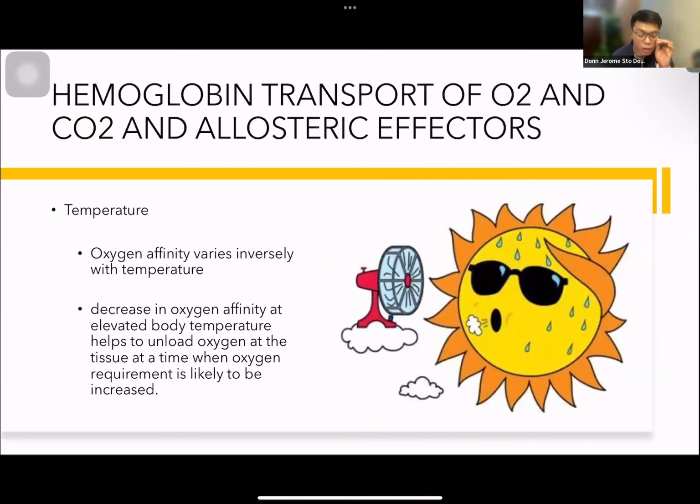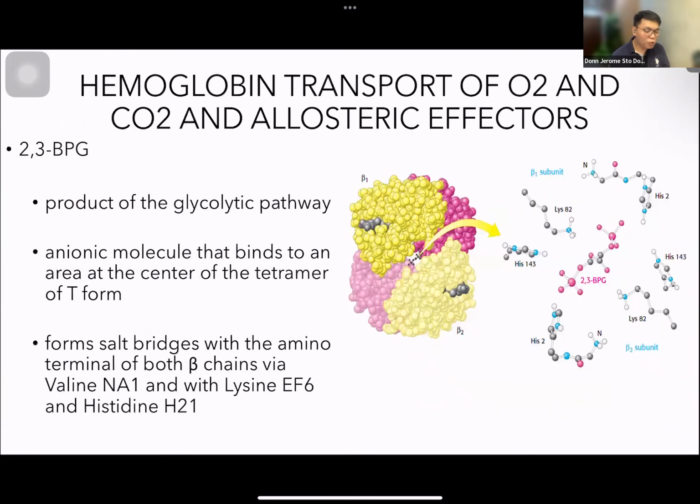Okay, next, temperature. Temperature, ito lang para madaling maalala, has an inverse relationship with the oxygen affinity. So the higher the temperature, the lower the oxygen affinity. The lower the temperature, the higher the oxygen affinity. Okay? May ibang explanation pa yan, medyo mas deep, pero that's how you easily understand it.